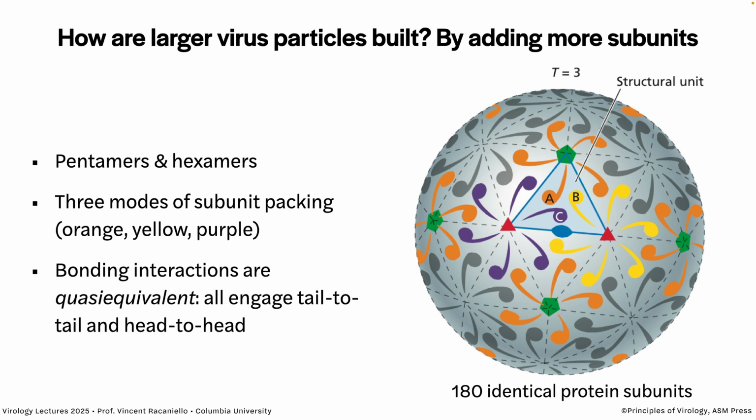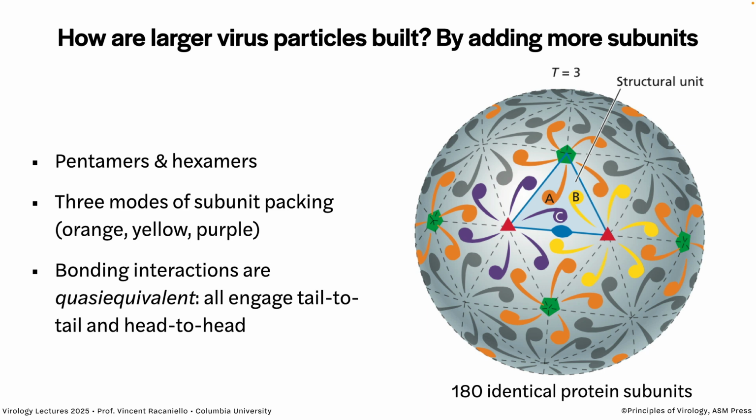Moving up, how do you make a bigger virus particle? As I said, you don't use bigger proteins. You just add more of them. That's the key. And so now when you add more proteins, you're changing the environment of those proteins. When we had 60 of the same protein, every area on the capsid was identical. But now that we have more, that's all changed.